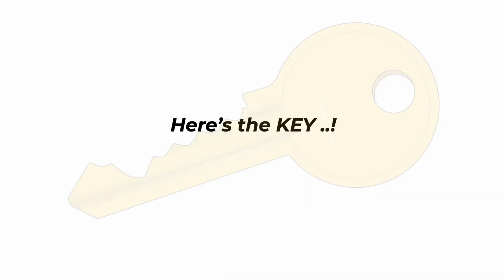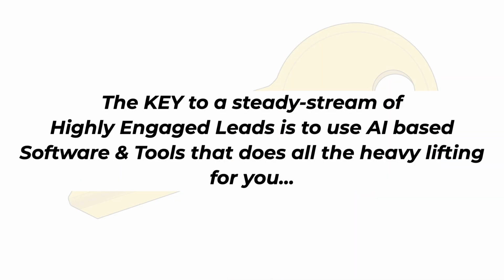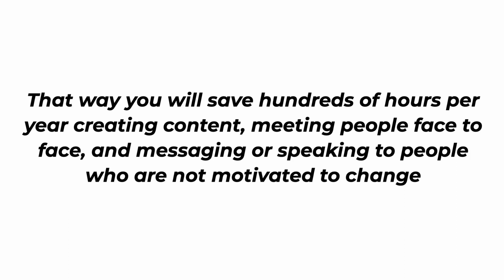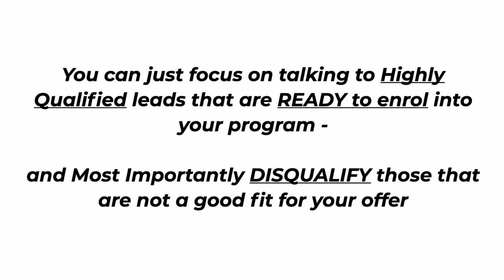Now, here's the key. The key to a steady stream of highly engaged leads is to use AI-based software and tools that do all of the heavy lifting for you automatically. And that way you will save hundreds of hours a year creating content, meeting people face to face, and messaging or speaking to people who are not really that motivated to change. So you can just focus on talking to highly qualified leads that are ready to enroll into your program. And most importantly, you can disqualify those that are not a good fit for your offer.